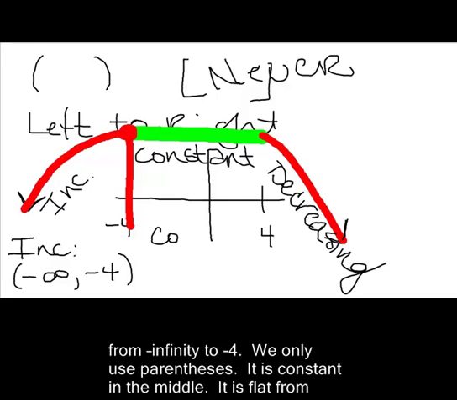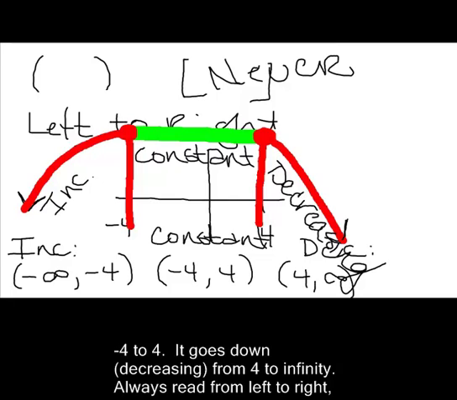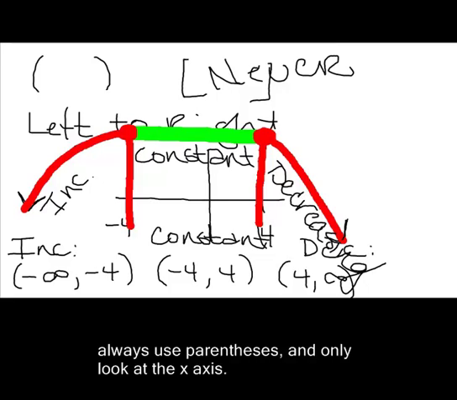It is constant here in the middle, and looking only at the x-axis, it is flat starting from -4, and it stops being flat at +4. So it is constant from -4 to +4. And it is decreasing at that same point. It starts to go down. So it is decreasing from 4 to infinity. Always read from left to right. Always use parentheses. And only look at the x-axis.